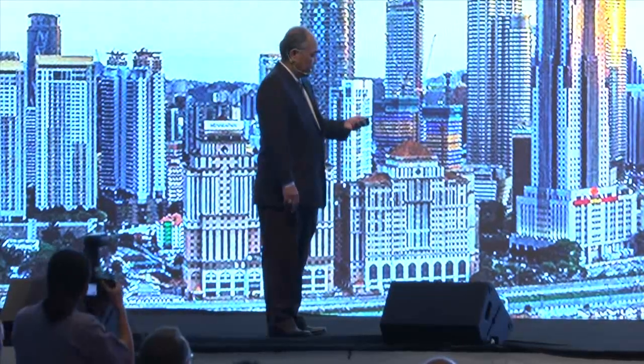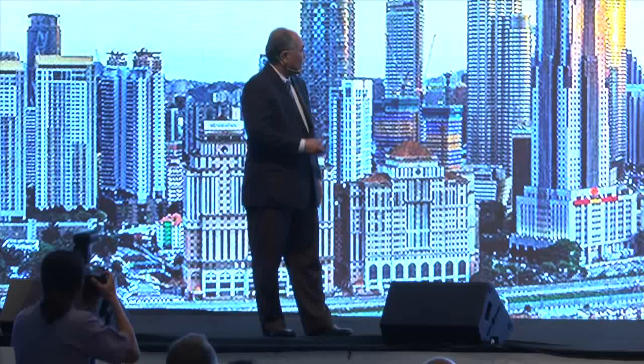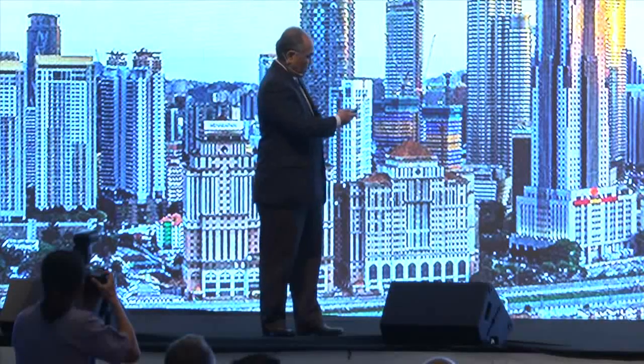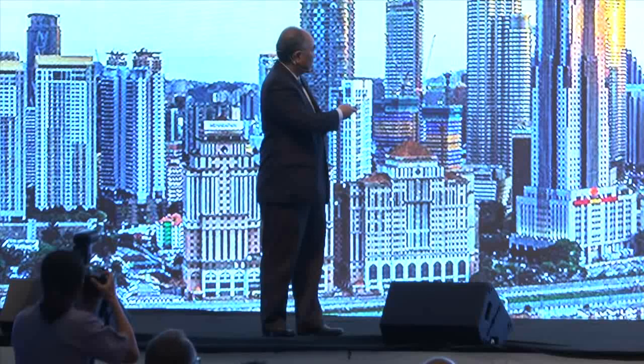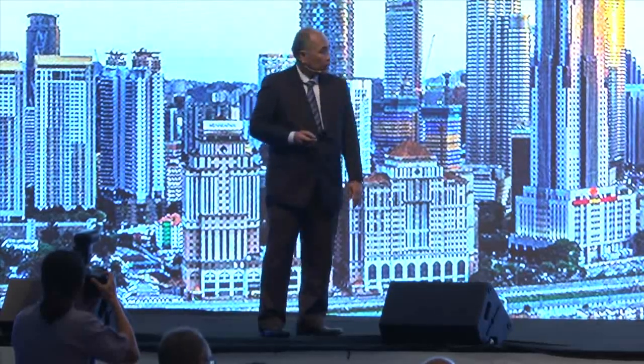Again, this is the basic structure of 3-MCPD-E. This is 3-MCPD monoester. This is 2-MCPD monoester. This is 3-MCPD diester. This is glycidyl ester. Basically, the key point here, the keyword is always chlorine, and the presence of chlorine here. Look at here. Chlorine. The keyword is chlorine. Chloro. It's always about chlorine.